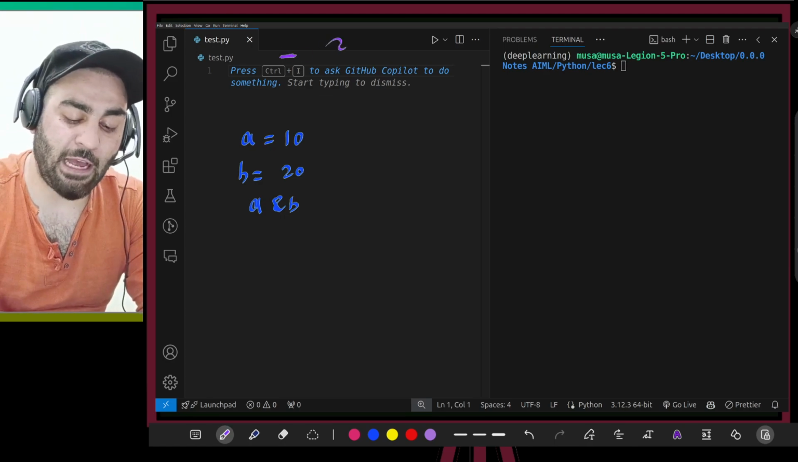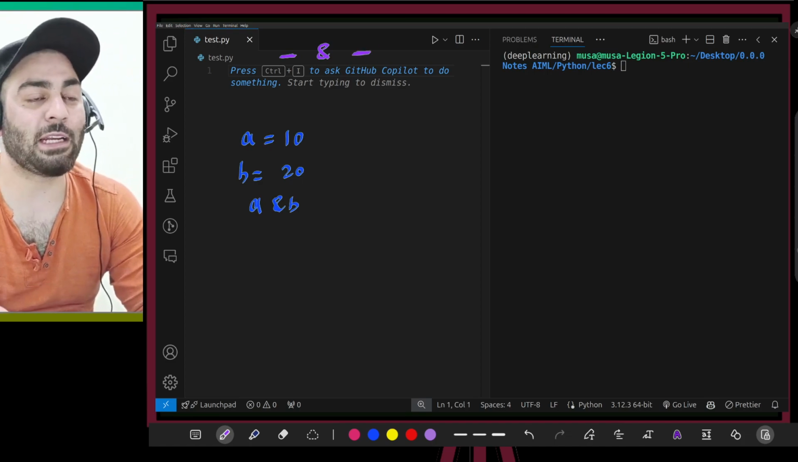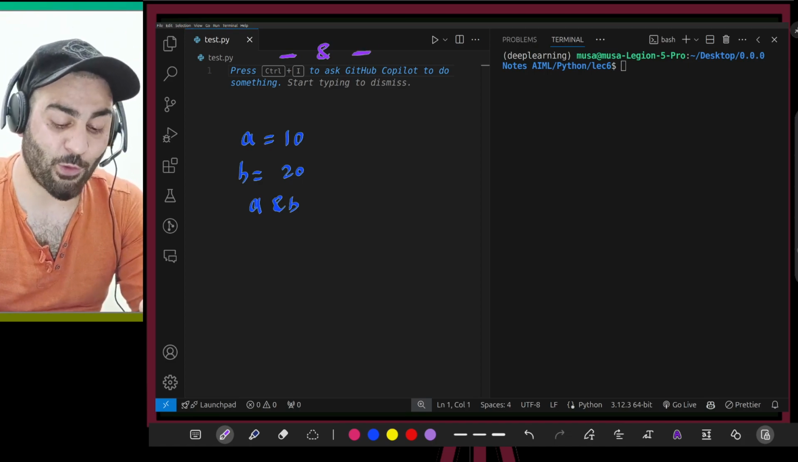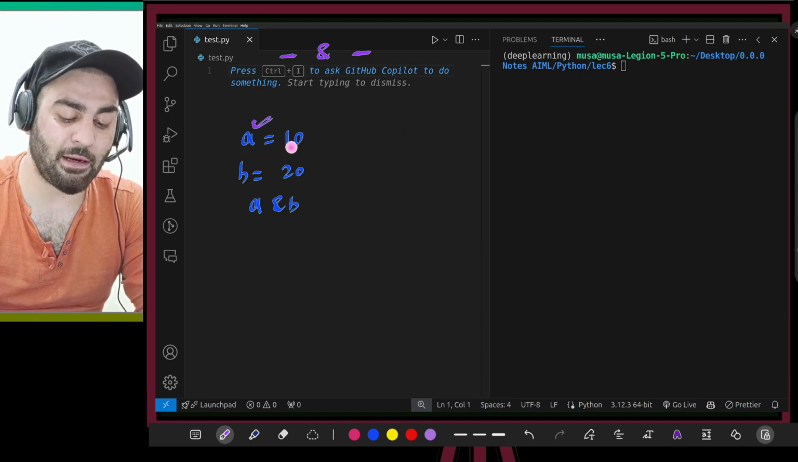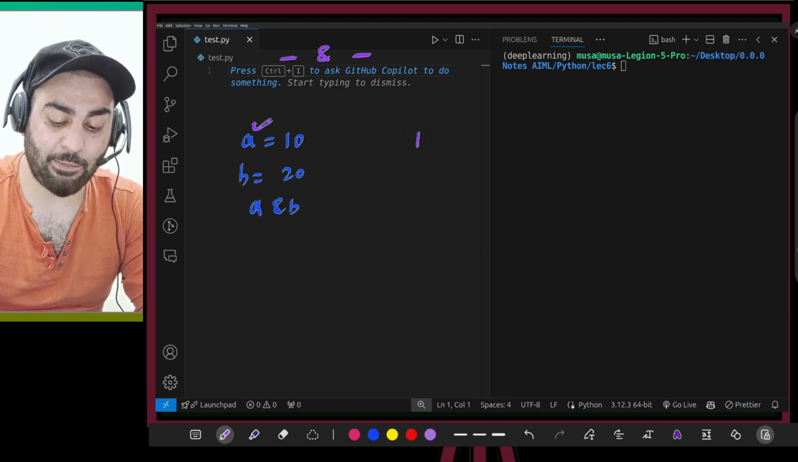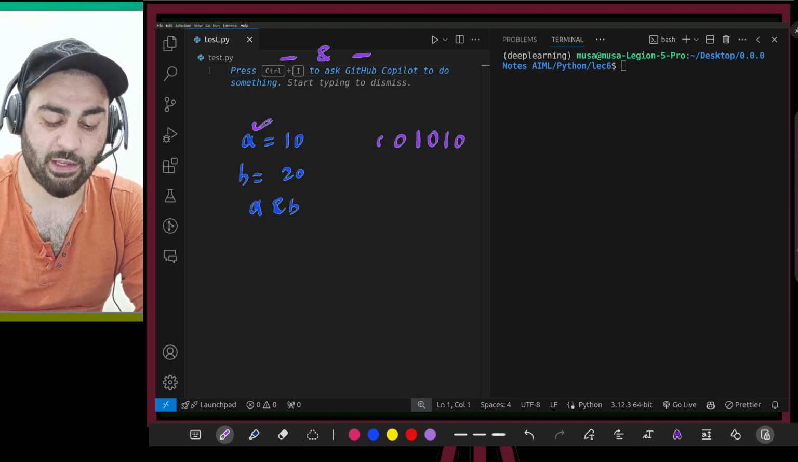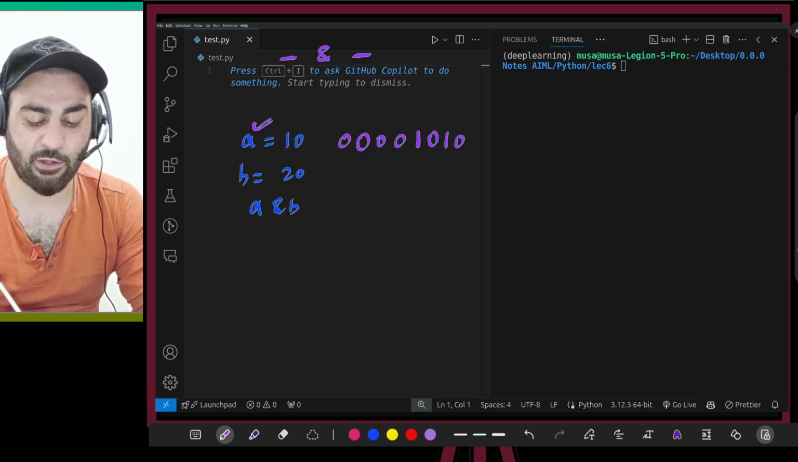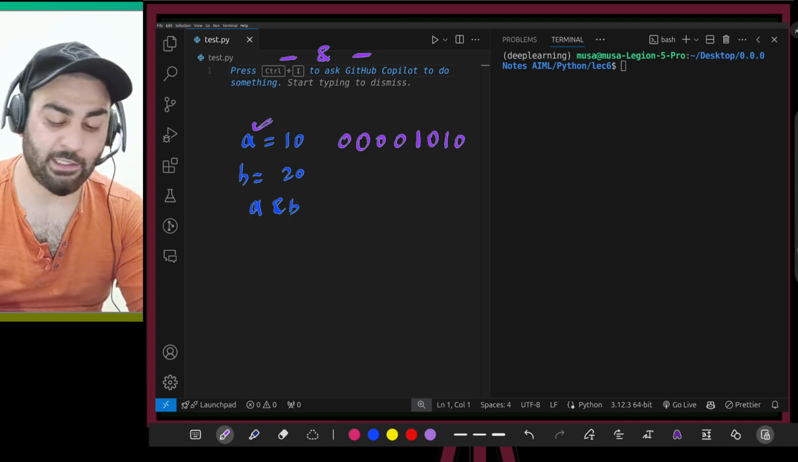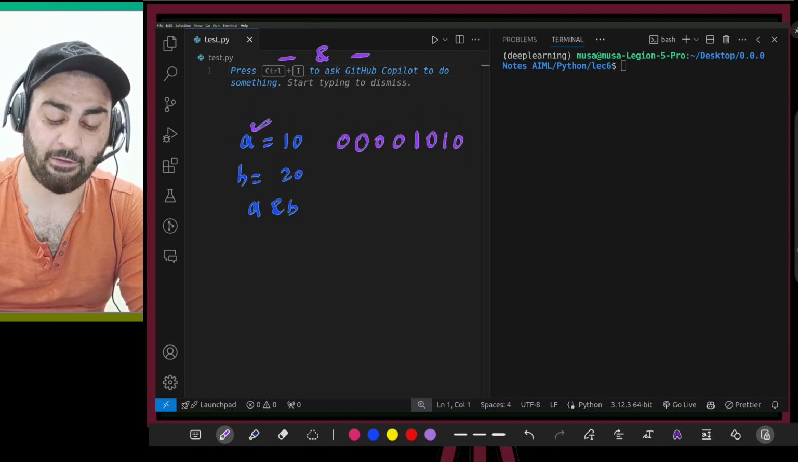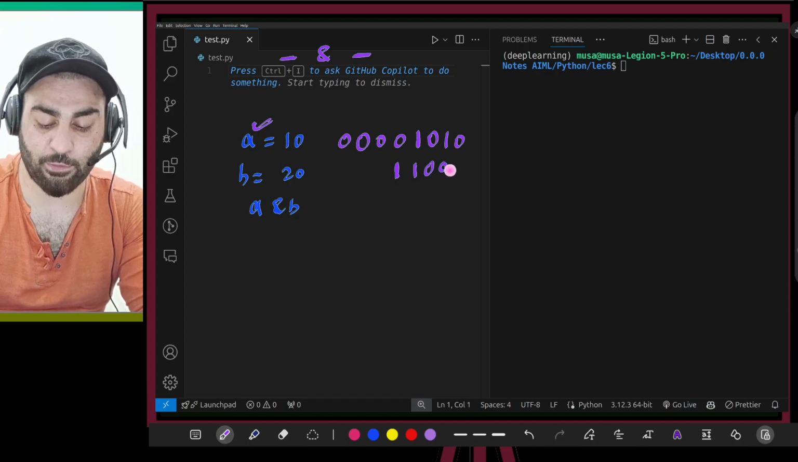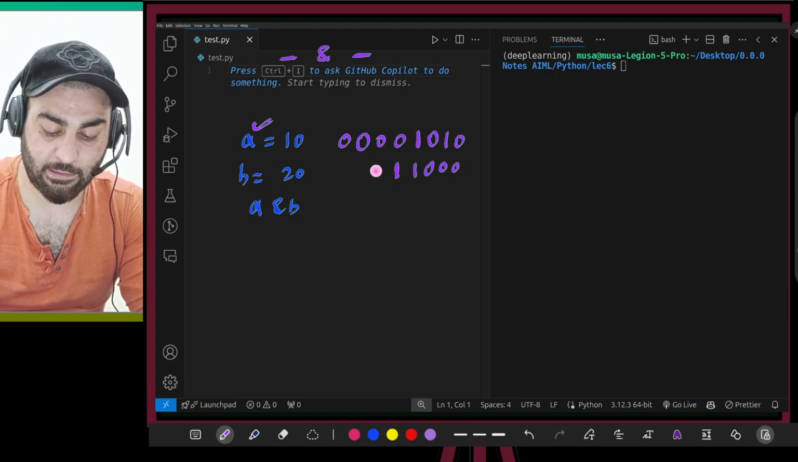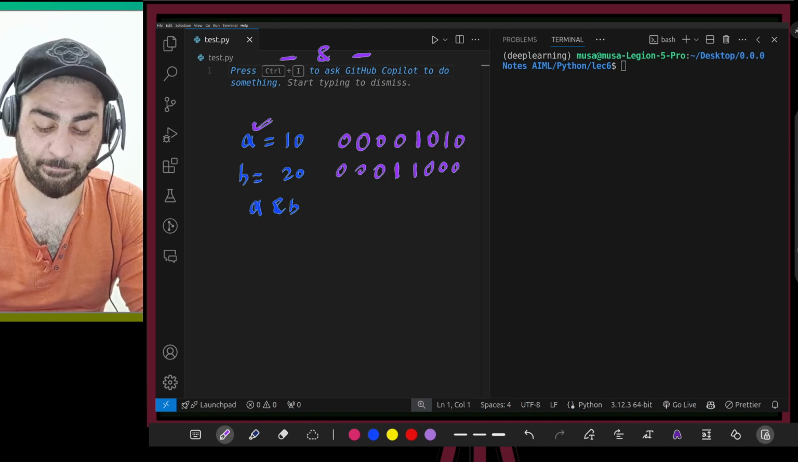So here, with this AND operator, I told you that it operates at the bit level. So it will convert A into bits. What's the binary of 10? It will be 1010. Let's suppose we are working with 8 bits. What is the binary of 20? We have 16 and we have 4, and 16 plus 4 is 20. I hope this is the binary.